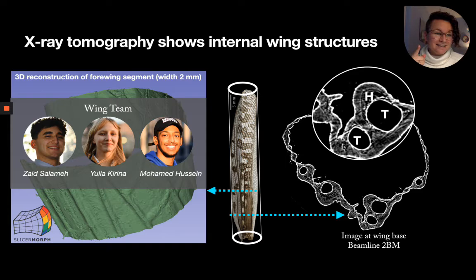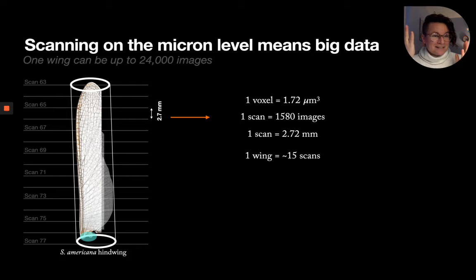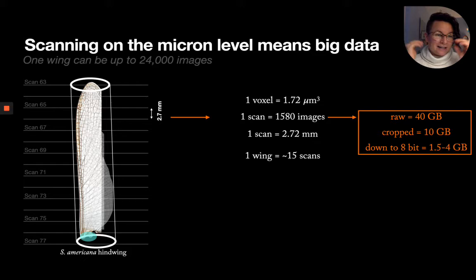So let's consider for a moment the data set. One wing is up to 15 scans. Each scan is about 1600 images. Raw, that means one scan is 40 gigs. And then we try to take it down through cropping. So just a few days at Argonne, we ended up with 16 terabytes of amazing data.